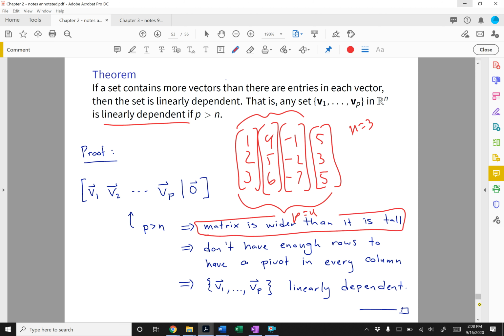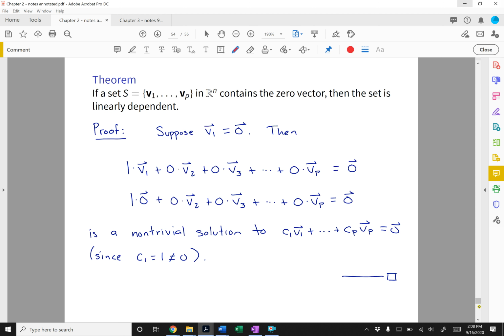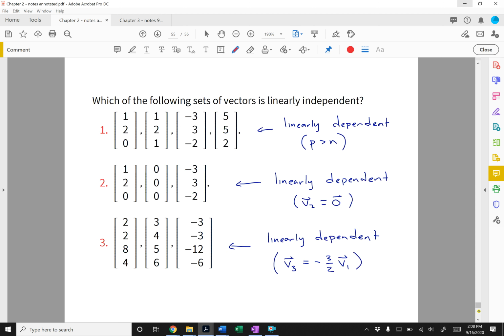Here, you don't have enough rows to have a pivot in every column, right? We could only have 3 rows, but we have 4 columns, so we have to have a free variable somewhere. Okay, we already talked about that.